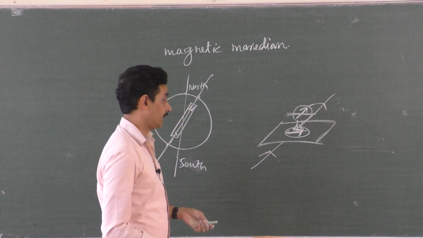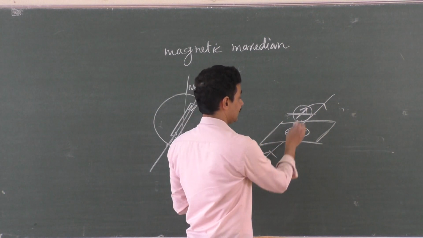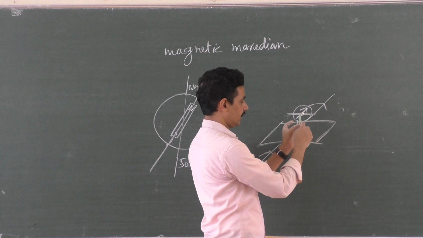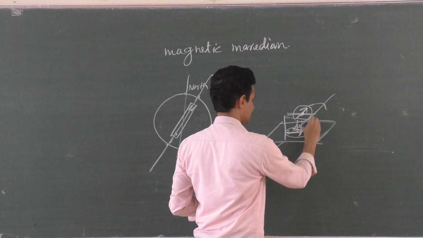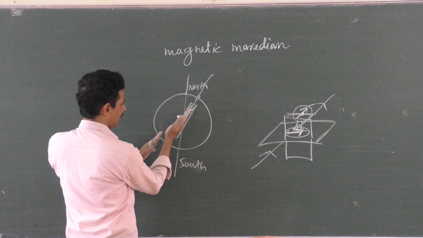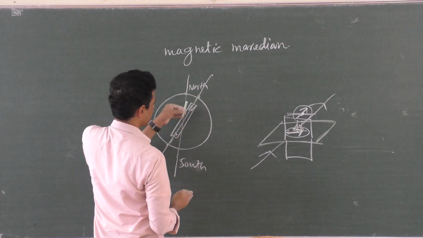Now, can I say that the needle in the dip machine is rotating in the magnetic meridian, right? This is the magnetic meridian, a plane which is vertical to the earth and passing through the axis of a freely suspended magnet.